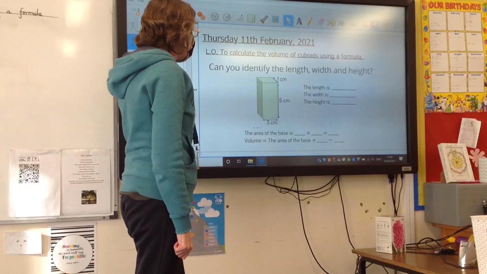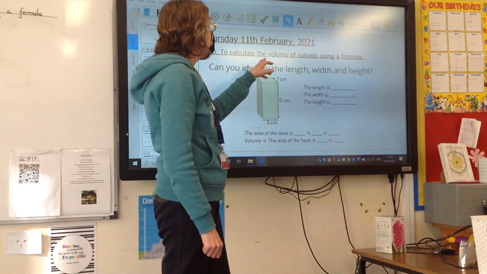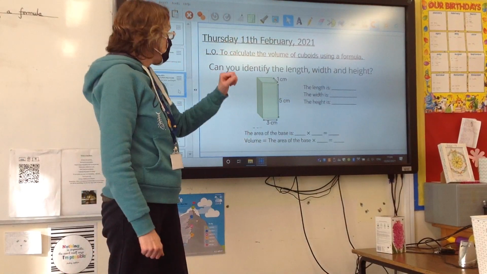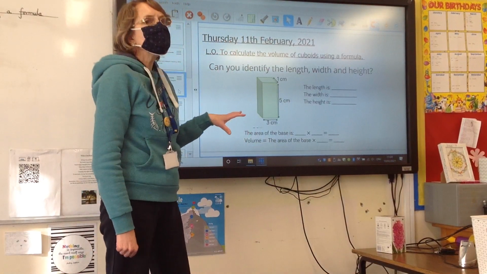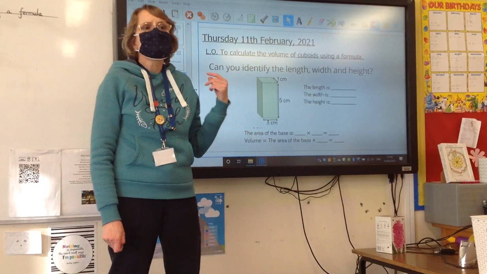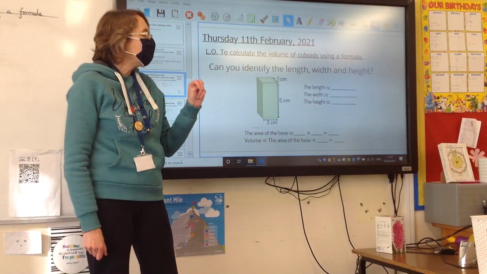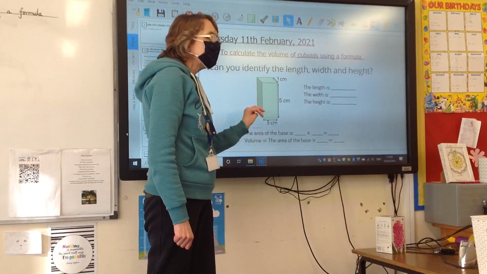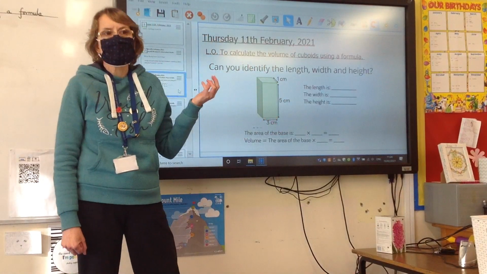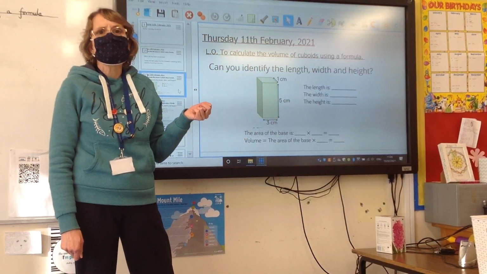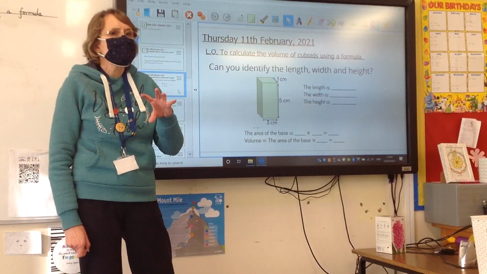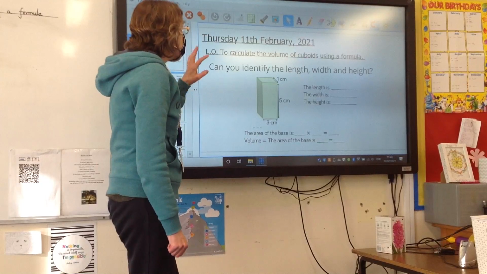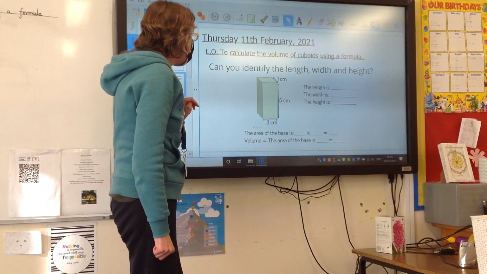Using a formula. First of all, can you identify the length, the width and the height? Okay. Don't get too hung up on this, don't get too panicky about this. To be honest, as long as you get the correct three measurements and multiply them together, it doesn't matter which order you multiply them in, so don't panic too much about which is the length and which is the width. We'll look at it today and use the formula to calculate the cuboid.